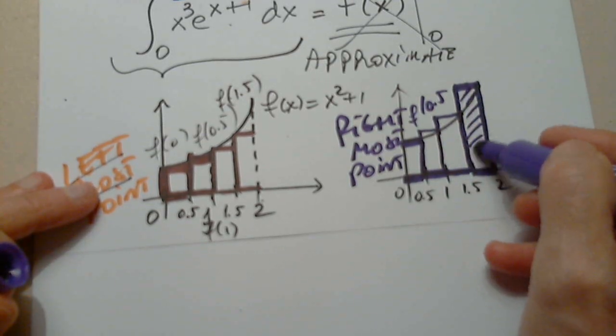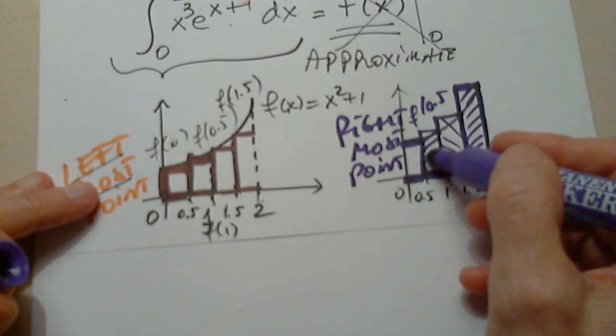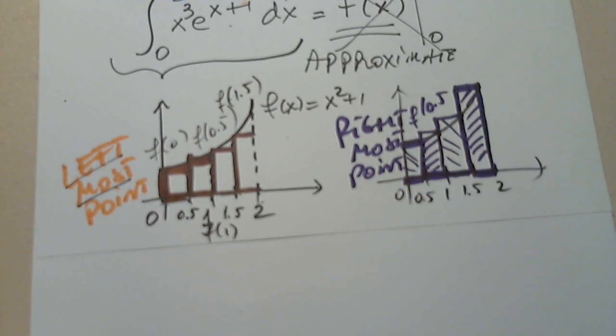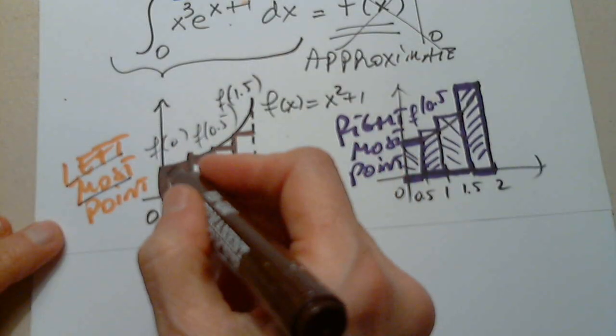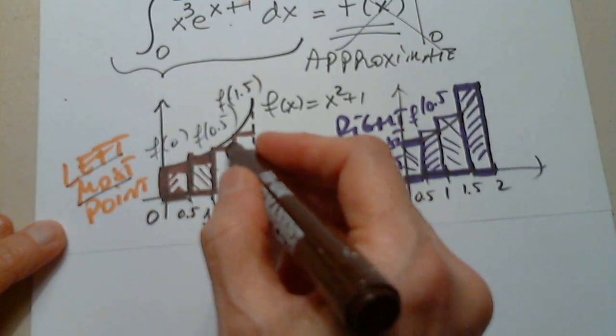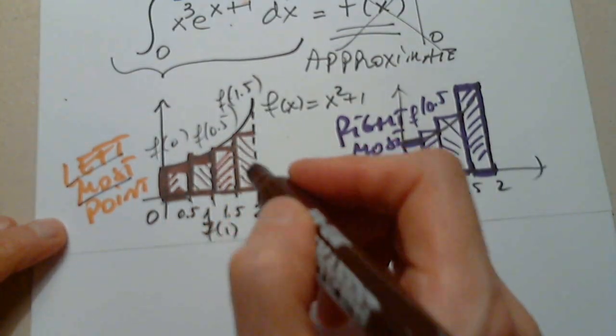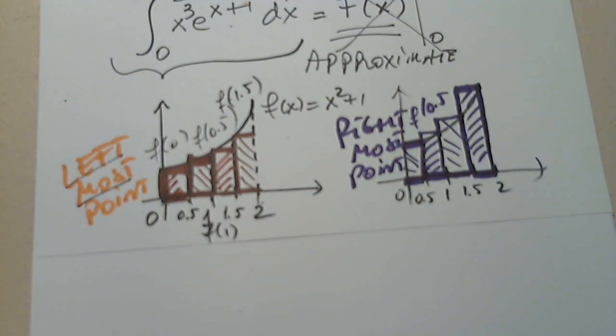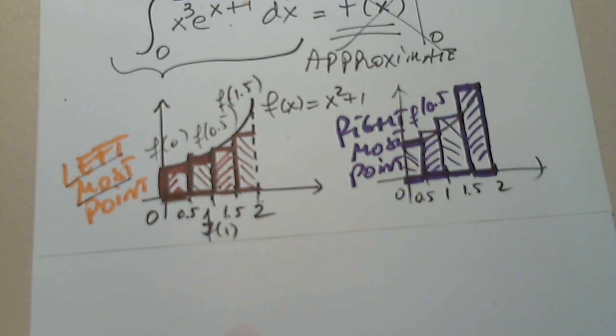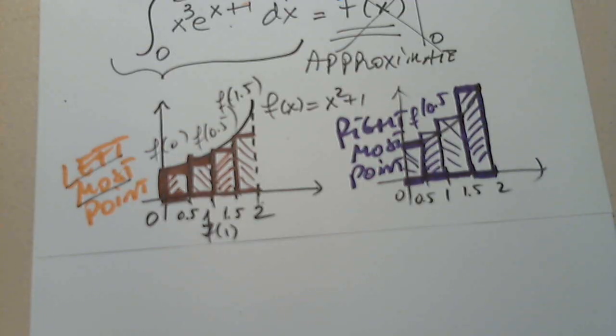So I have this rectangle, I have this rectangle, and this one. Is there a difference? Yes, there is a difference, of course. Can anyone tell us, looking at my graphs, which of these two is an overestimate of the correct actual area?